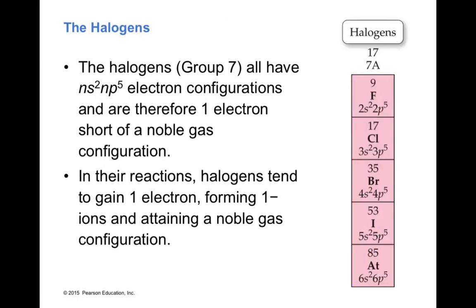Now for the halogens, group 7, all have ns2 np5 electron configuration, as we can see here, s2p5. The only thing that they need is to gain 1 electron, and they will have the same electron configuration as the next element, which is a noble gas. Okay, so fluorine and chlorine just need one to be the same as the noble gas that is on the right-hand side.